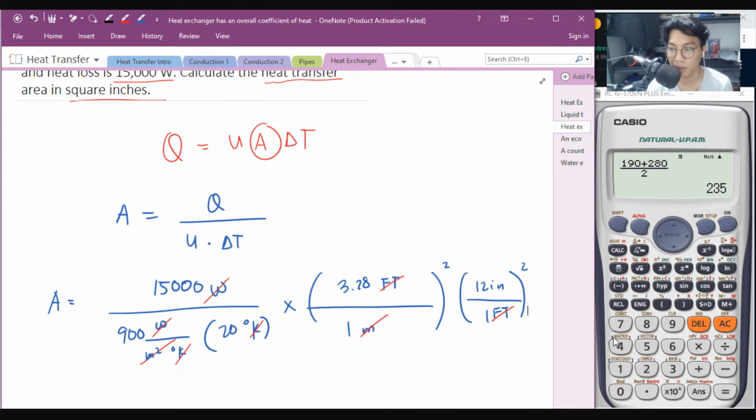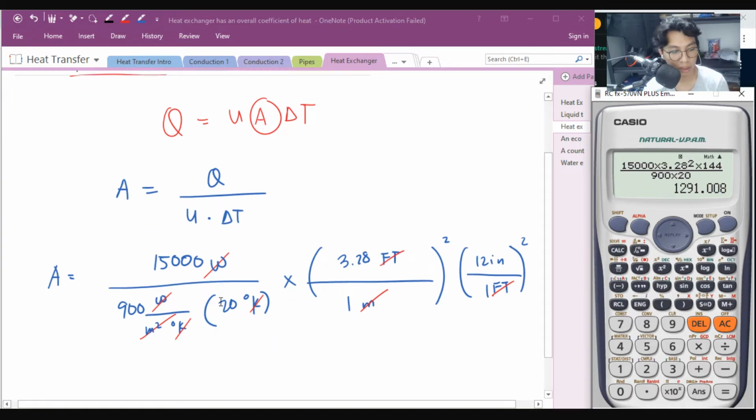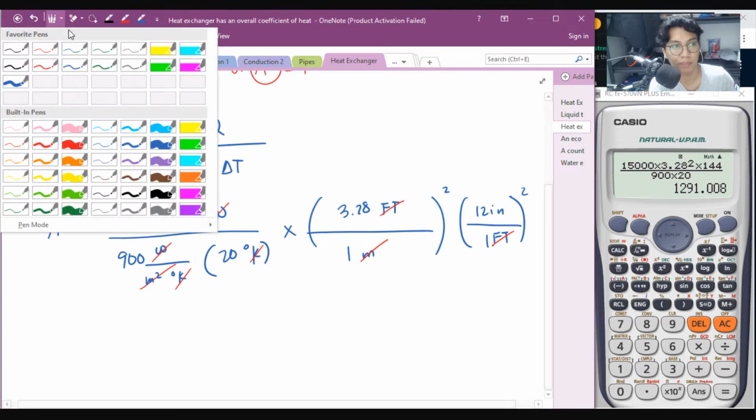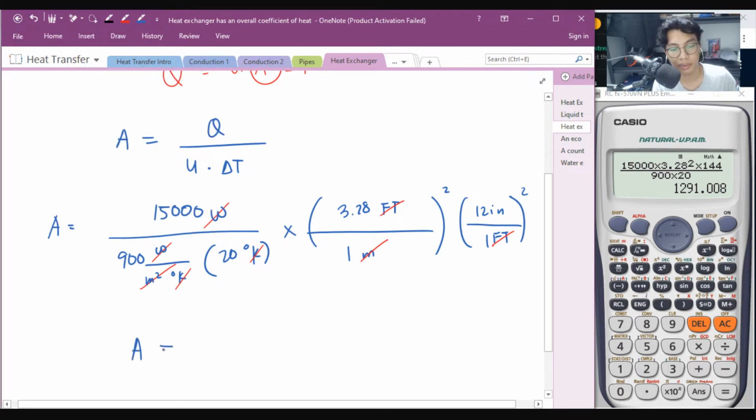Now, we can calculate. So, 15,000 times 3.28 squared times 12 squared, that is 144, if I'm not mistaken, divided by 900 times 20. The answer will be 1,291.008 inches squared. So, the area is 1,291.008 inches squared. Very basic in problem number 2.